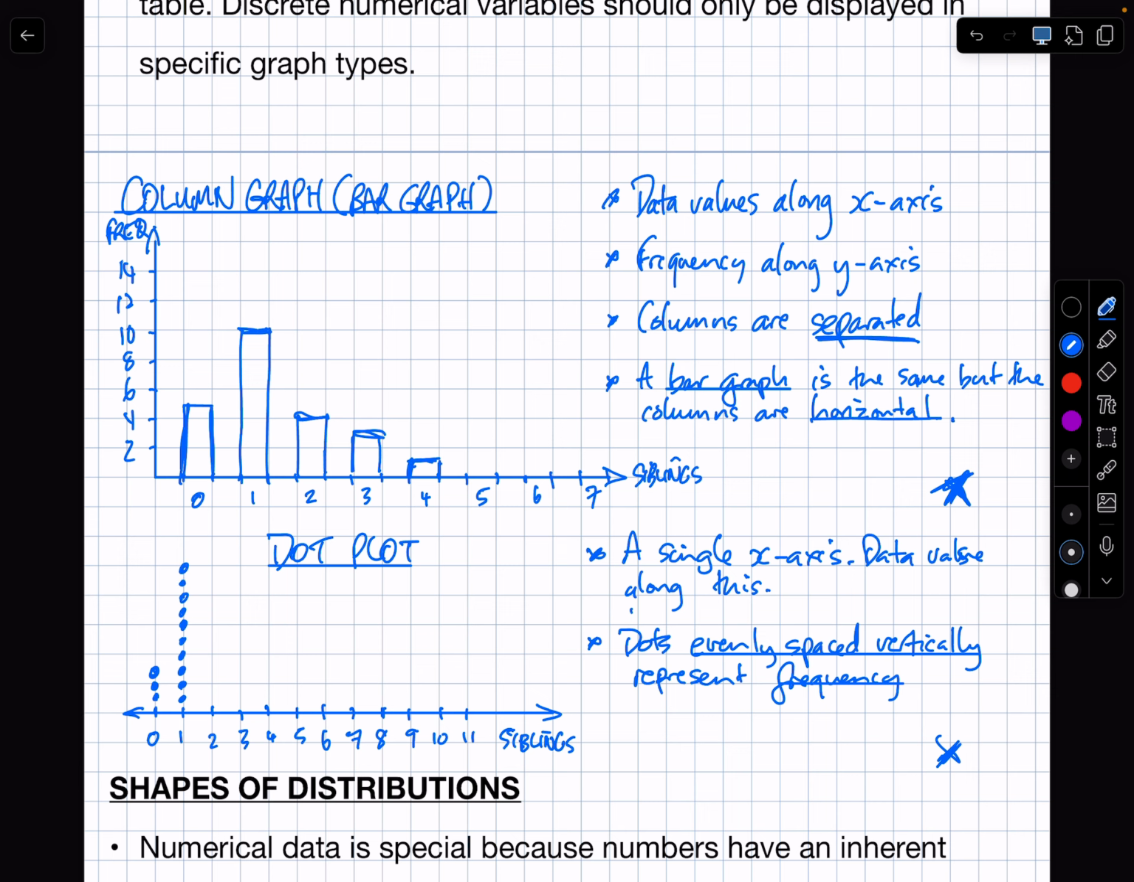Can someone explain to me why it's important that the dots are evenly spaced? What if I just made some of the dots really close together and some of them far away? What's the difference between that and a column graph? It's basically showing the same information, but it's made up of dots. Yeah, it's made up of dots. What's the point?